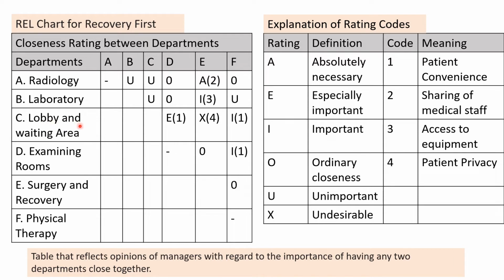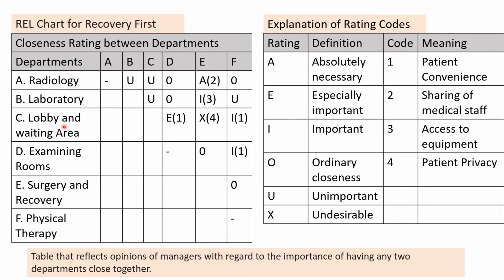And the other is lobby and waiting area with D, that is examining rooms. E means essential, especially important, and 1 is for patient convenience. So D, that is examining room and lobby and waiting area, have to be located close enough, because it is especially important because of what? One, for patient convenience.